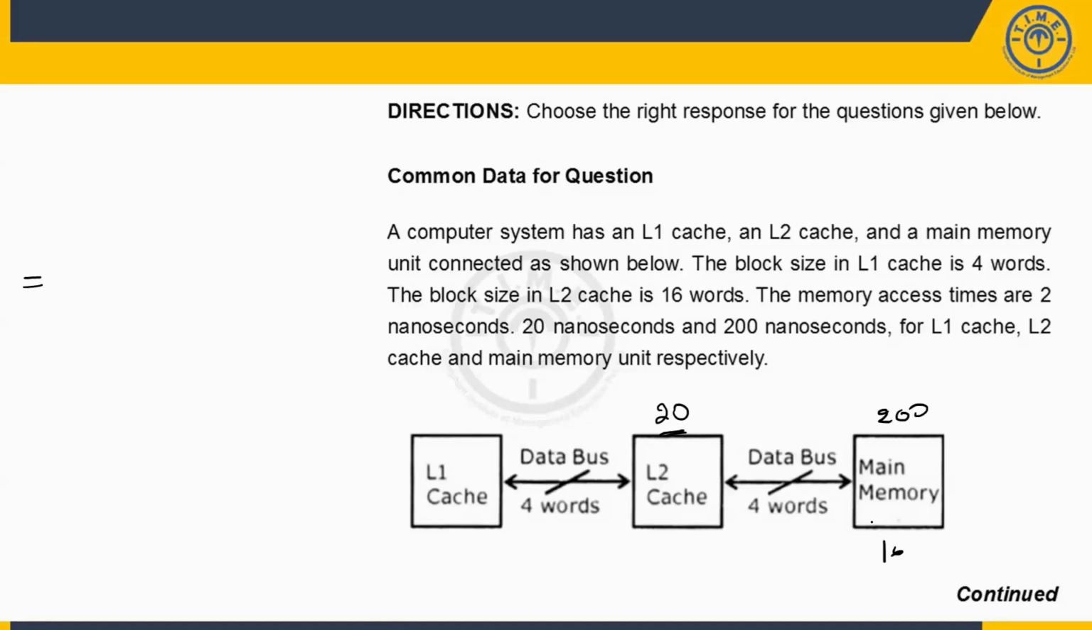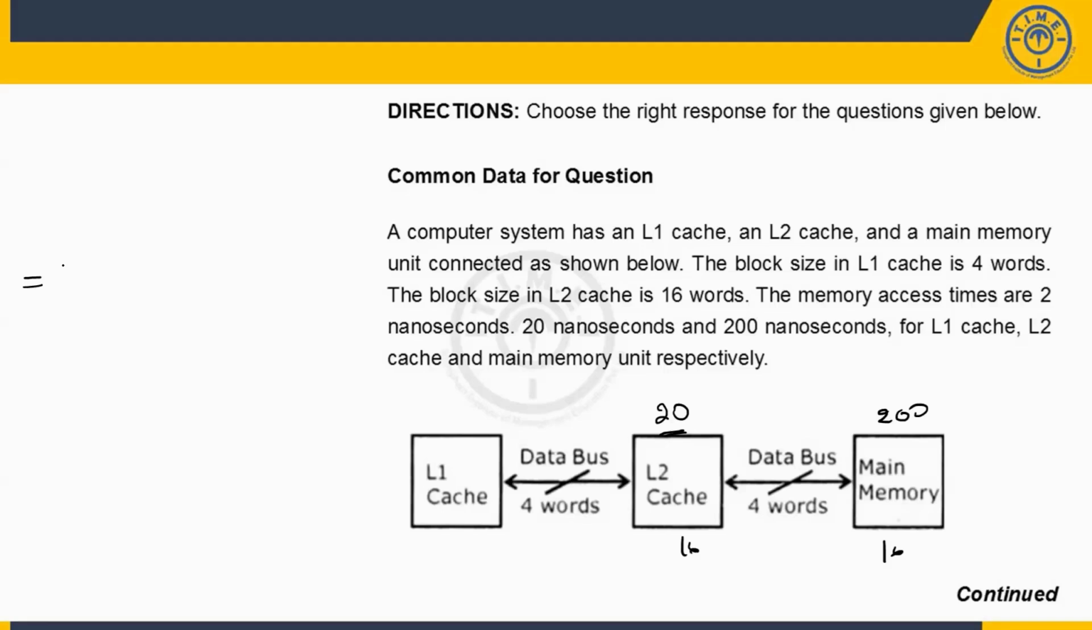Size of the block is 16 words. We need to transfer 16 words, the entire block, from main memory to L2. But the problem is the data bus will not be able to accommodate 16 words at a time. At a time, the bus can only transfer 4 words. So the total transfer has to be divided into 4 phases, right? Total 16 words must be split into 4 phases, 4 plus 4 plus 4 plus 4.